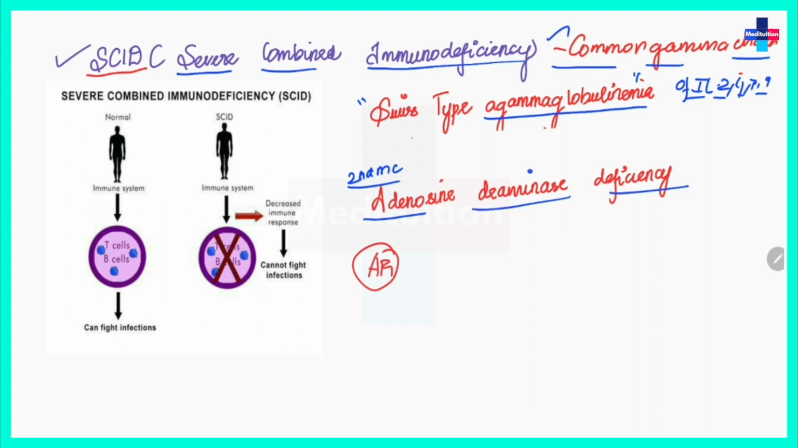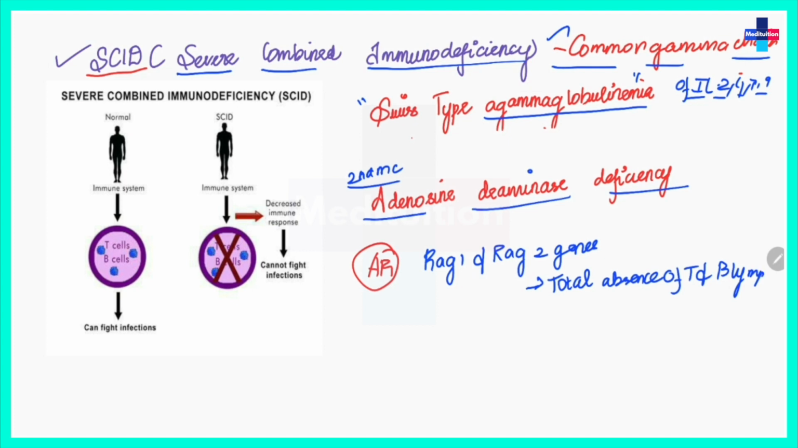So there can also be other defects, that is, there can be a defect in RAG1 and RAG2 genes. Whenever these two genes are defective, there is going to be a total absence of T and B lymphocytes in this patient. Or there can also be a deficiency of PNP, that is, purine nucleoside phosphorylase. So in this there are many defects that are combined and they are causing immunodeficiency. That is why this is called severe combined immunodeficiency.